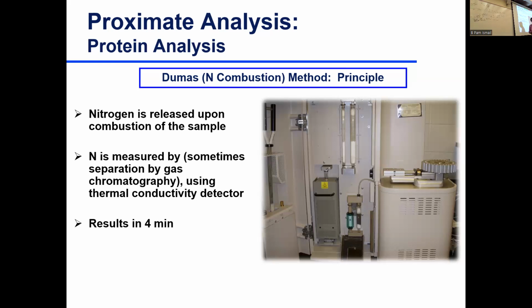You will learn about this nitrogen combustion method with Brittany next week in lab. You will run your samples in duplicate, and you will get results really fast. Kjeldahl takes a long time in comparison to the DUMAS method, but in terms of accuracy, precision and reproducibility, they're both very good. You will have comparable results, more or less, using the two official methods of analysis.